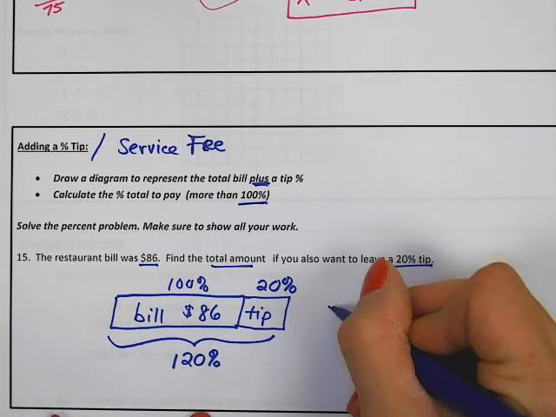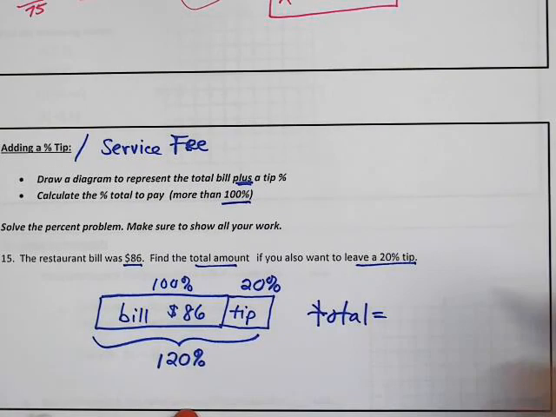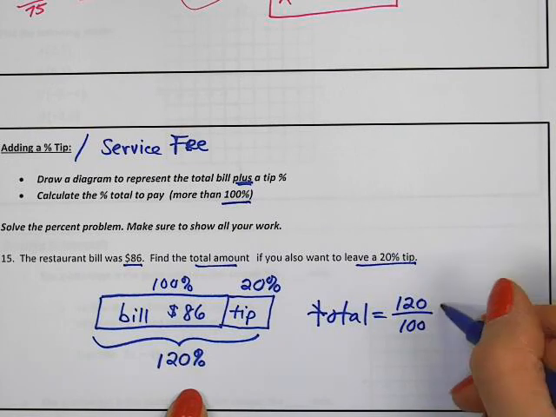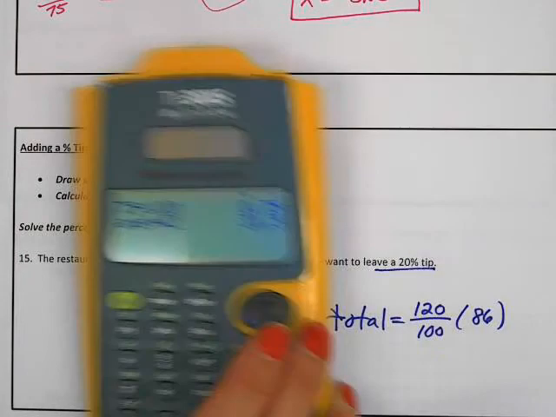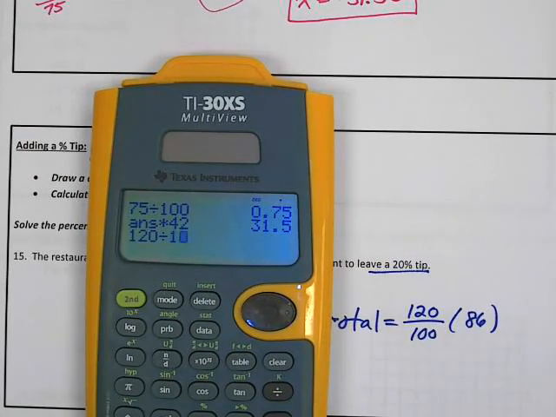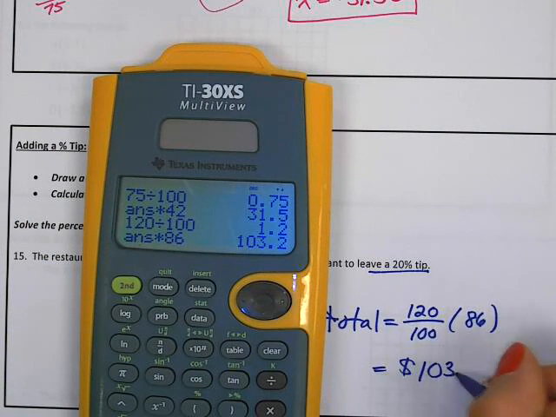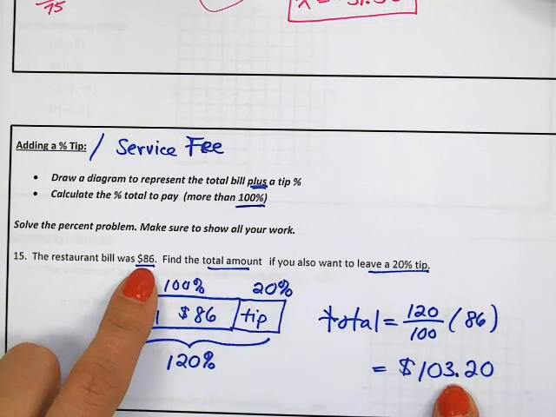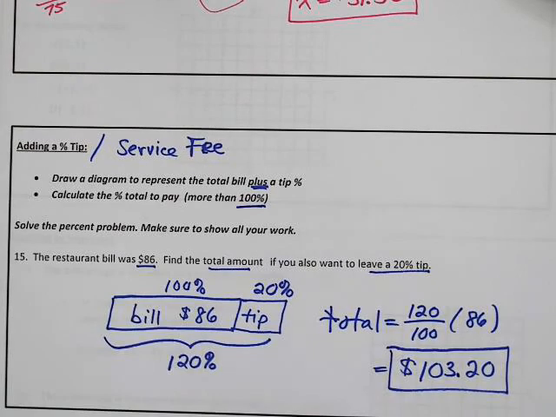So let's say total. The total amount you're going to pay is 120 out of 100 times by 86. All right, let's see what that is. 120 divided by 100 times by 86. Wow. Is it really supposed to be $103.20? Why did the bill go up? Instead of paying 86, I'm going to pay a little extra because I'm going to leave the tip.